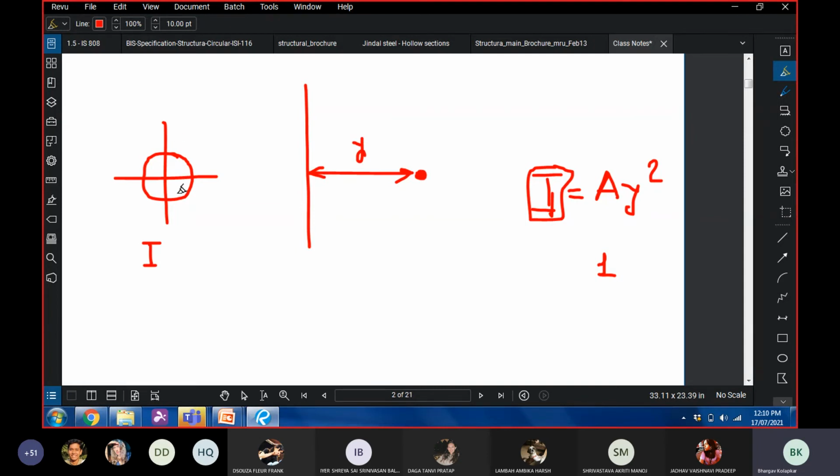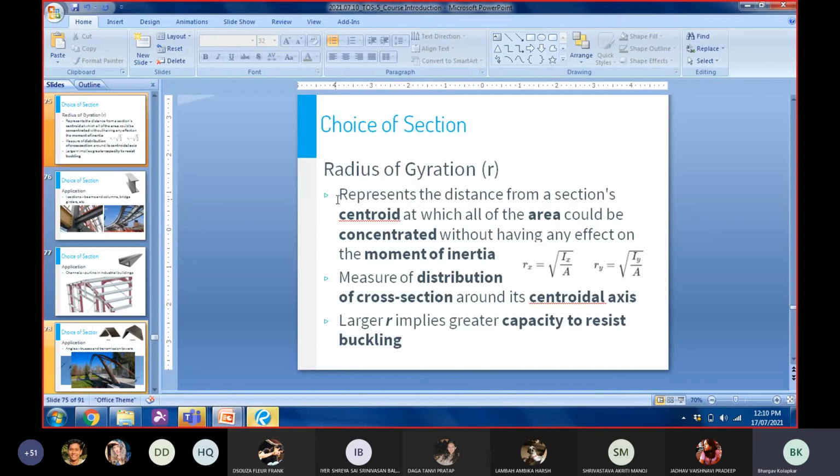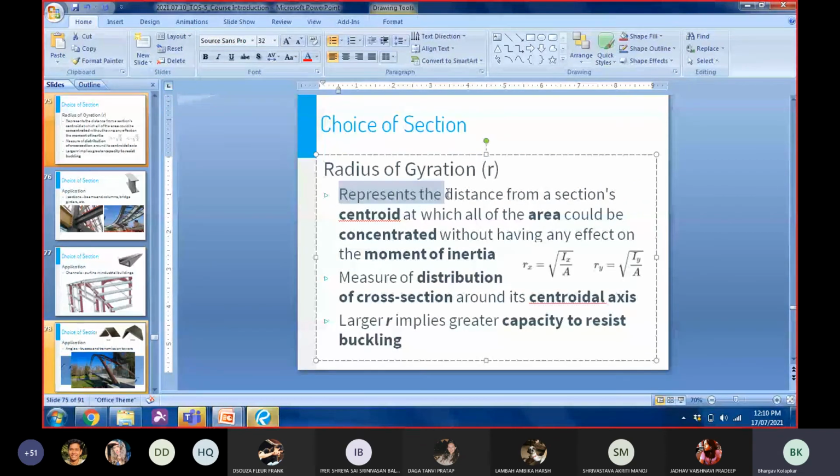Now the moment of inertia of this circle with respect to this axis is same as the moment of inertia of this point with respect to that axis. So this y is called as the radius of gyration. Okay, to put it in technical terms, it represents the distance from a section centroid at which all of the area could be concentrated without having any effect on the moment of inertia. You just take the entire section, place it at such a distance that the moment of inertia remains the same. That distance is called as the radius of gyration.